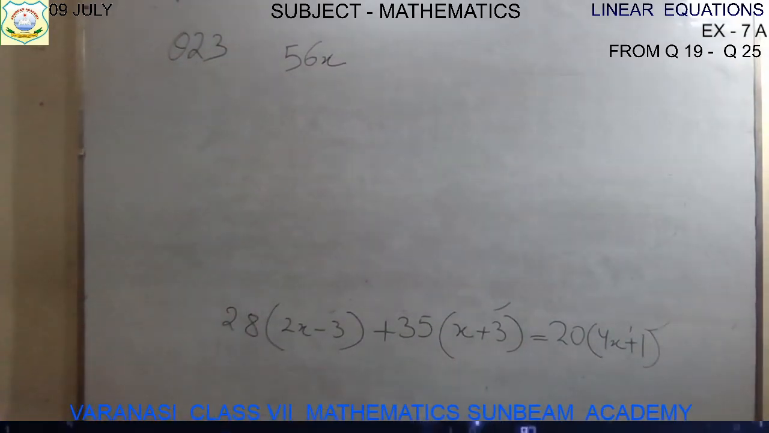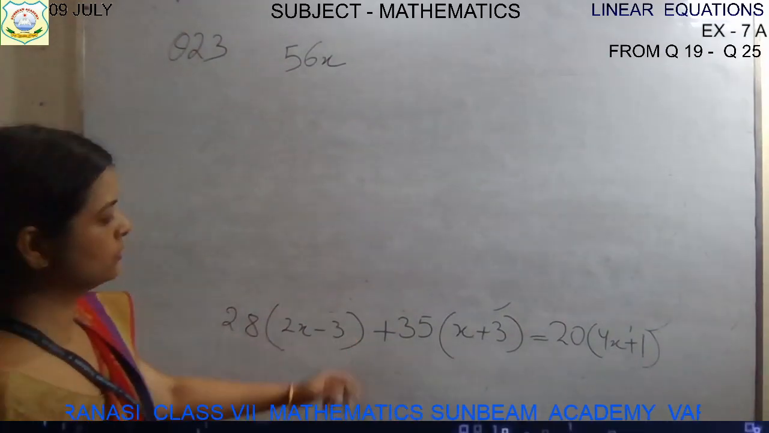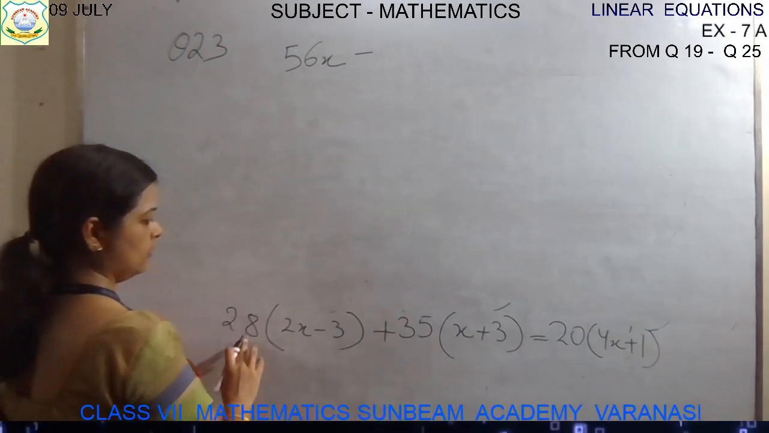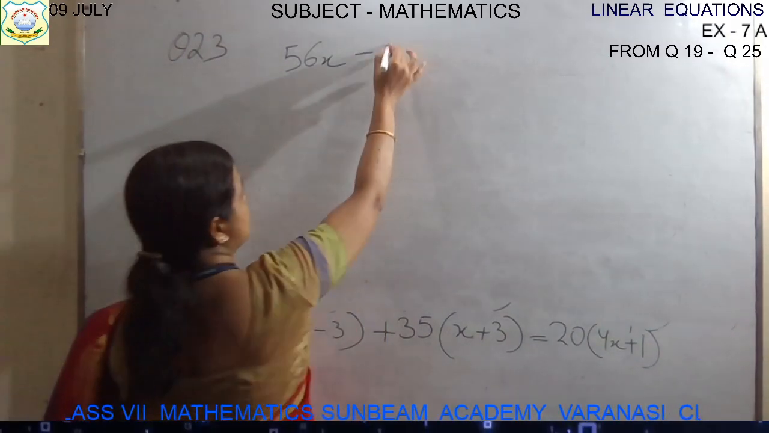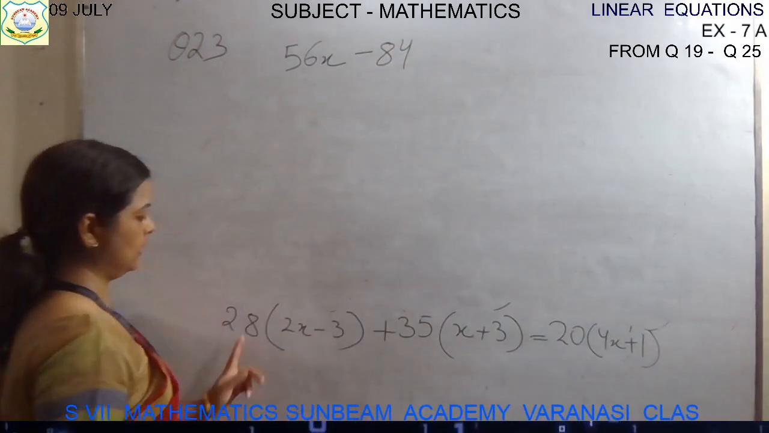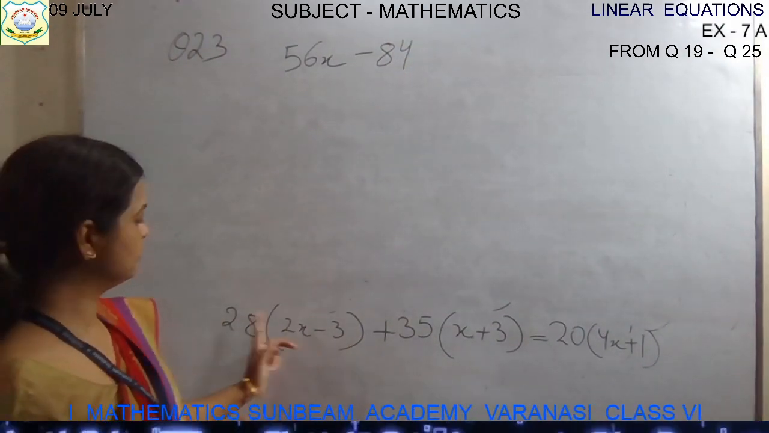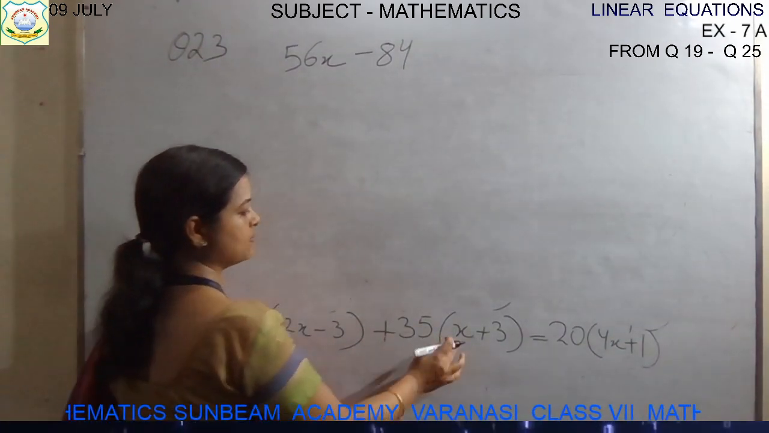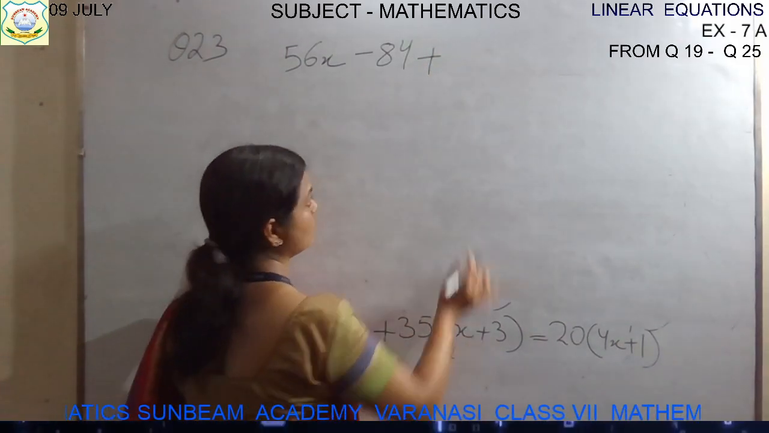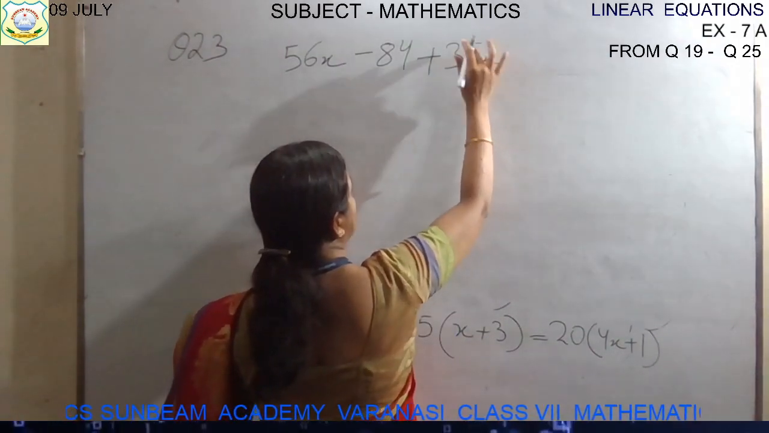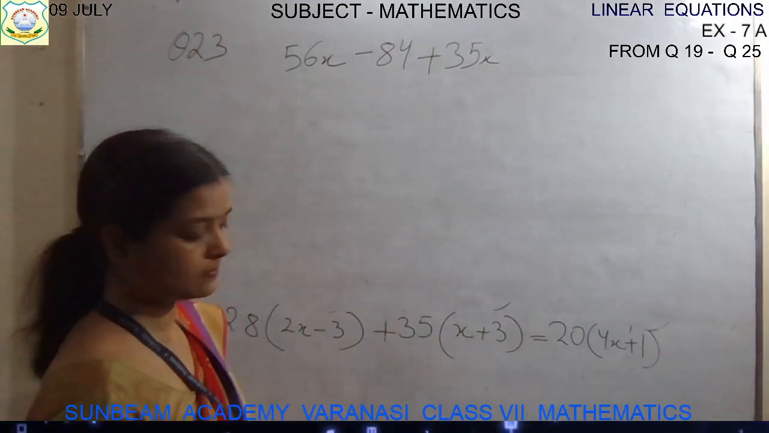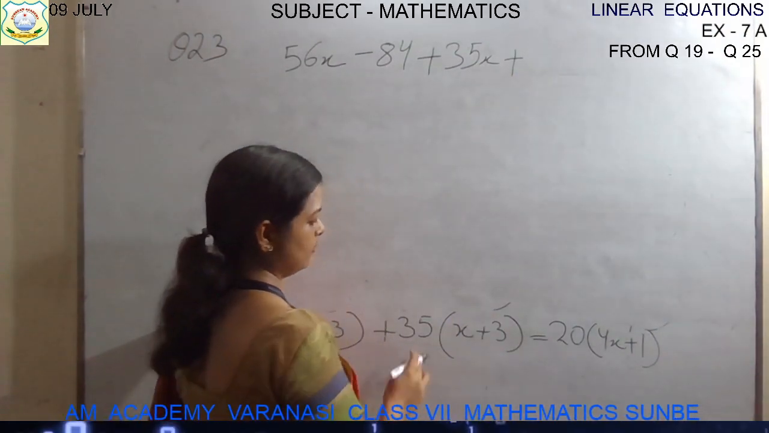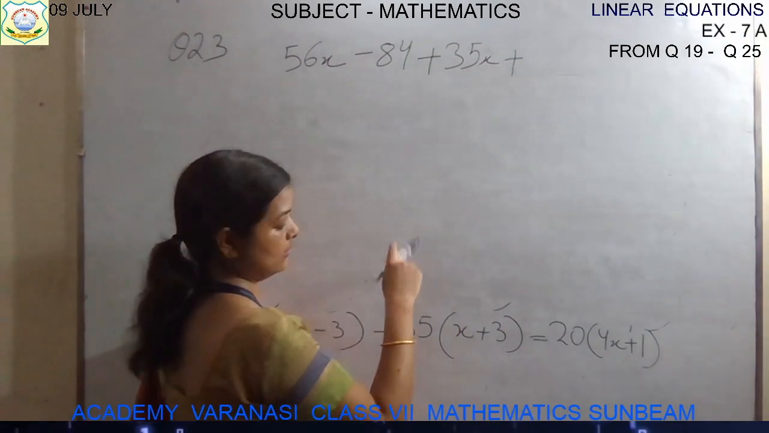56x. Okay. Next one is 28 into 3, plus minus. Plus minus will become minus. And 28 into 3, it will be 84. 8 3s are 24. 2 will be left. 3 2s are 6 plus 2. Then plus 35 into x, 35x. Then plus 35 into 3. 5 3s are 15 and 3 3s are 9 and 1 is 10. So 105.